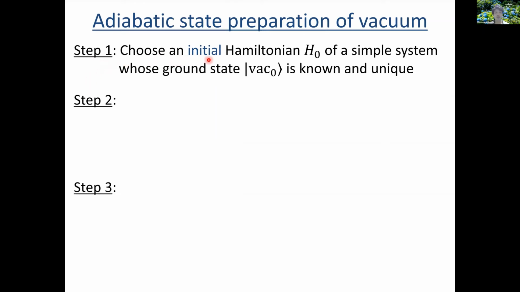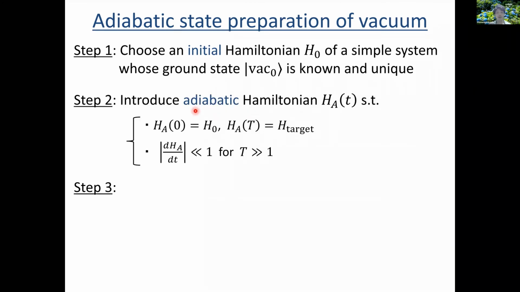First, we choose an initial Hamiltonian H0 of another system. This is usually chosen to be the Hamiltonian of a simple system so that the vacuum is explicitly known and unique. Second, we introduce an adiabatic Hamiltonian HAT satisfying these conditions. At the initial time, HA should be H0. At the final time, HA should be the Hamiltonian of the target system. Also, the derivative of HA should be very small when the parameter T is very, very large.